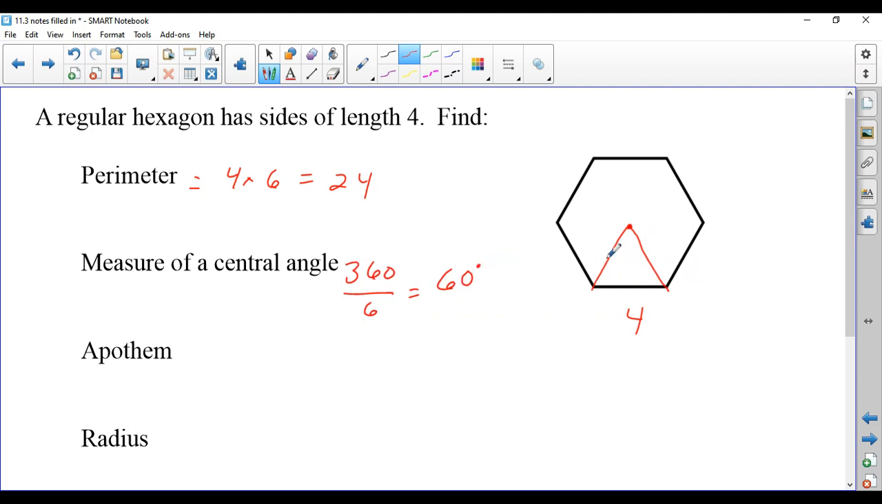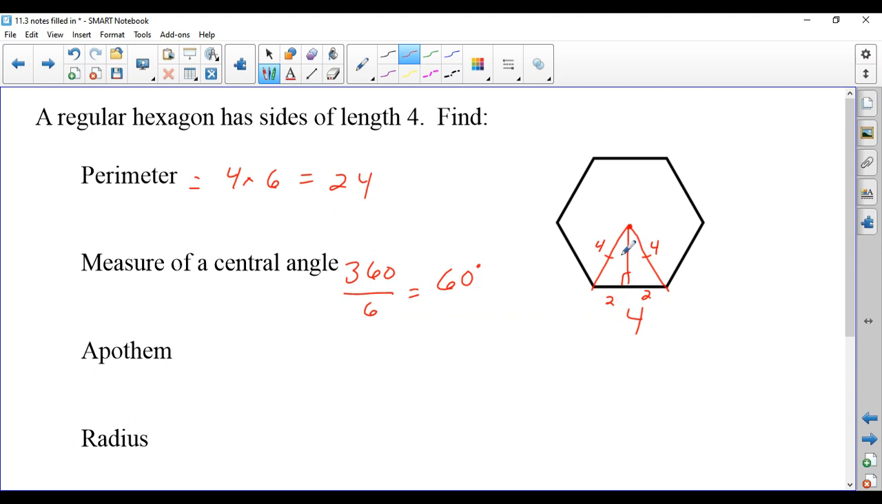So this is a triangle. These two sides are the same because they're the radius, and this top angle is 60. This is an equilateral triangle. So these sides are both going to be 4 and 4. When I draw in the apothem, it divides the side of the hexagon into 2 and 2.